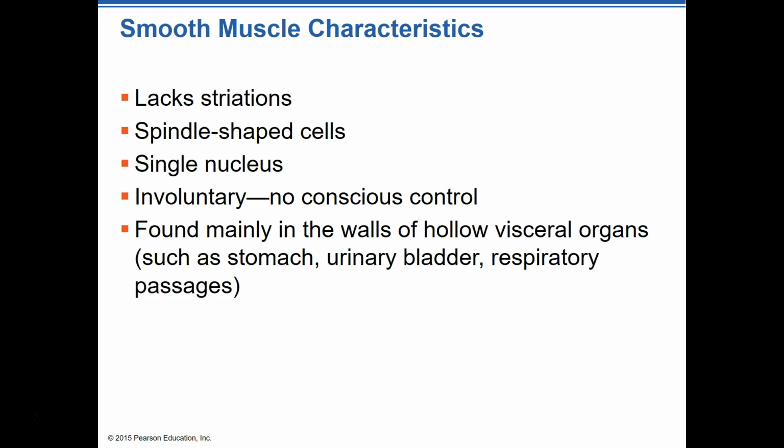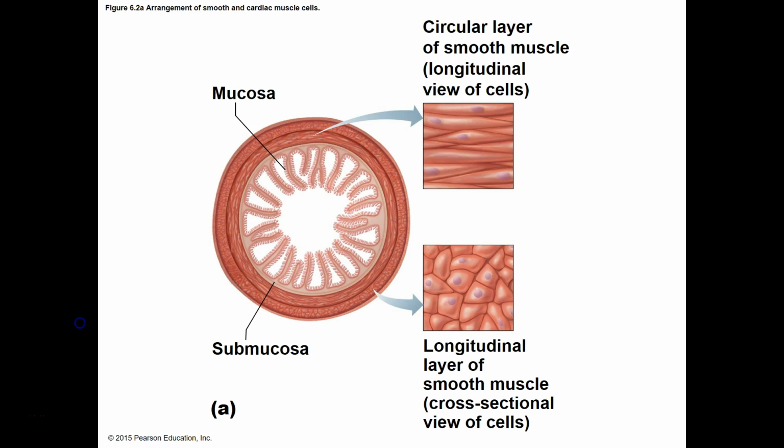They're involuntary. We don't control them, which is a good thing because we'd have to sit around controlling our own blood pressure and our own digestive tract, which would probably take up much of our day and wouldn't be much fun. Found mainly in the walls of hollow visceral organs, like the cardiovascular system, the blood vessels, and the digestive tract, your large and small intestines and your stomach and that kind of stuff. Even a little bit in your urinary bladder and the respiratory passages. We can find it in there.